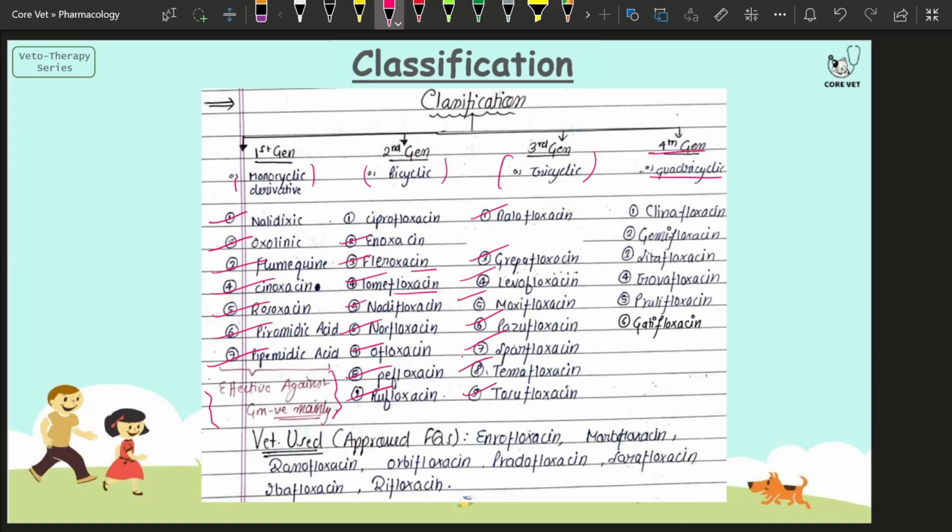Okay, in the fourth generation, we have clinafloxacin, gemifloxacin, sitafloxacin, trovafloxacin, prulifloxacin, and gatifloxacin. See, there are several names. You can just remember four from each generation to write a descriptive answer, because it is quite hard to remember all the names to write a descriptive answer in your examination.